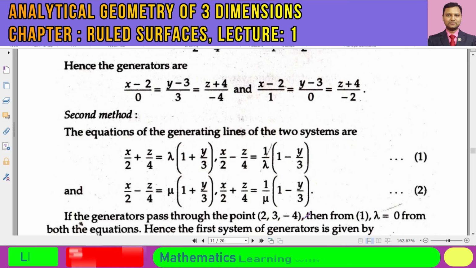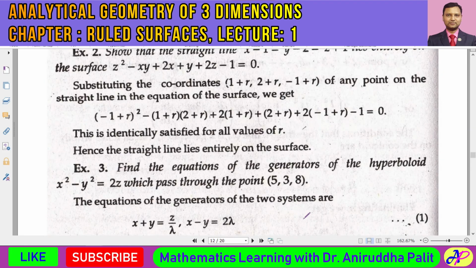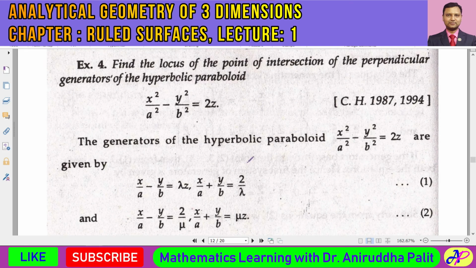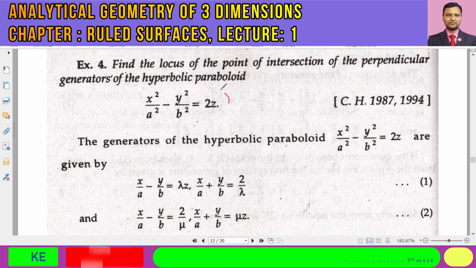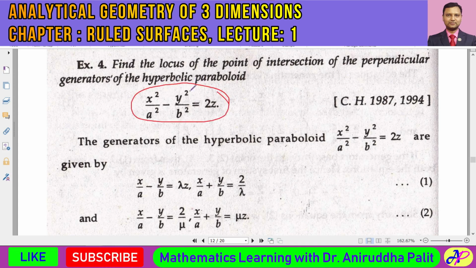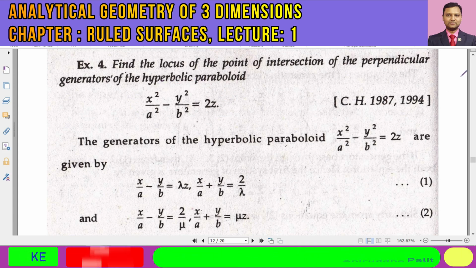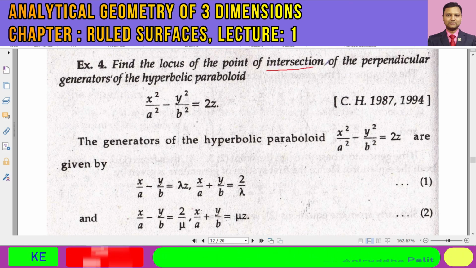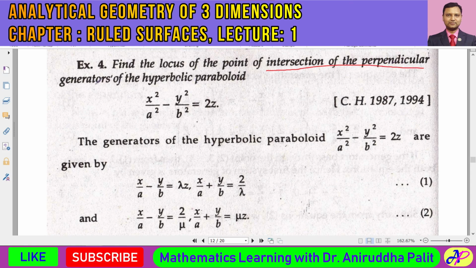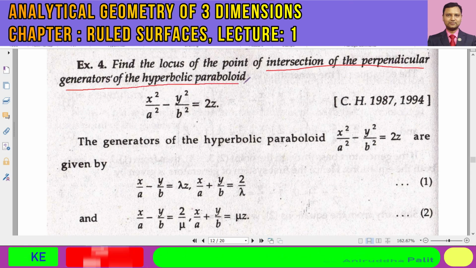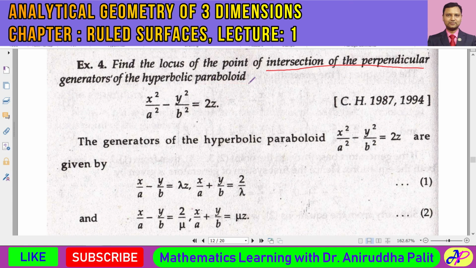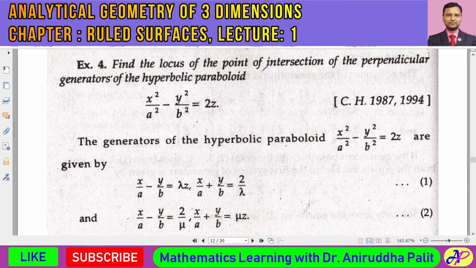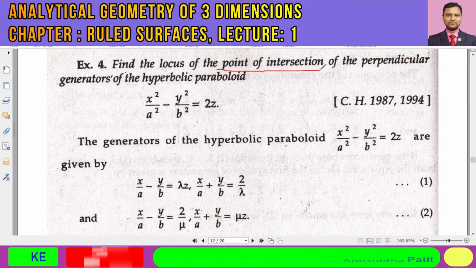Okay, so this is one example that I wanted to discuss, and another, exactly similar type of example is from this hyperbolic paraboloid. This is an equation of a hyperbolic paraboloid, and we have to find the locus of the point of intersection of the perpendicular generators of the hyperbolic paraboloid. That means the generators should be perpendicular to each other. Then we have to find the locus of the point of intersection.